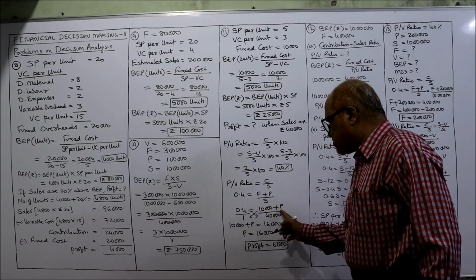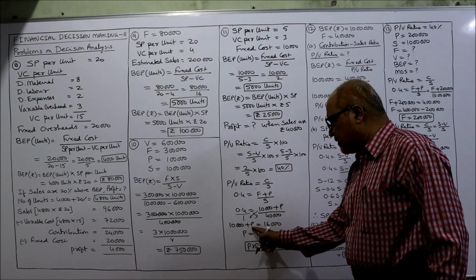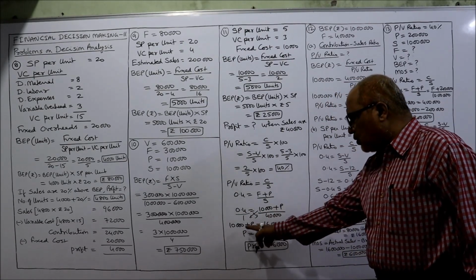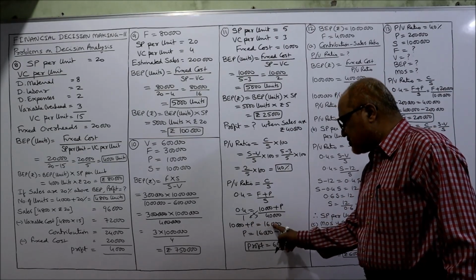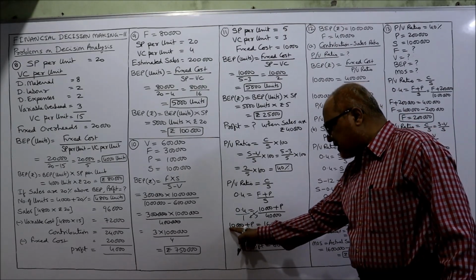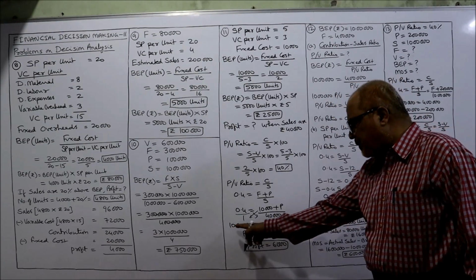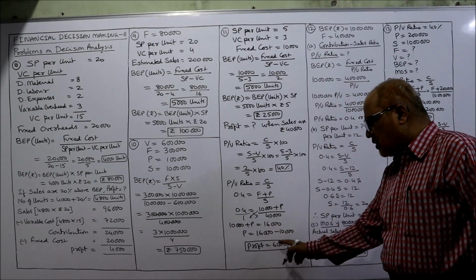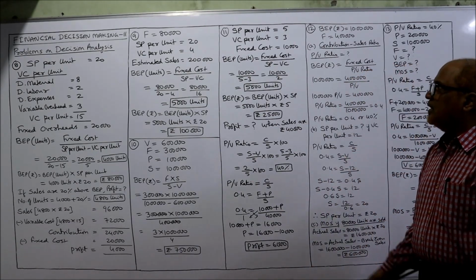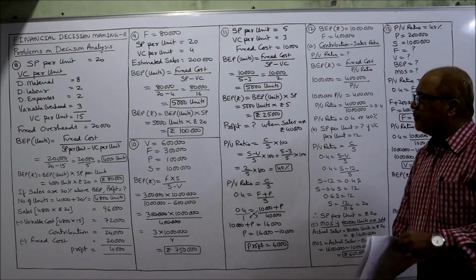So 10,000 plus P into 1 is 10,000 plus P. 0.4 into 40,000 is 16,000. So 10,000 plus P is equal to 16,000. P is equal to 16,000 minus 10,000. If you bring 10,000 to RHS, this plus 10,000 will become minus 10,000. The profit is 6,000. That's all. This is the completion of the 11th problem.